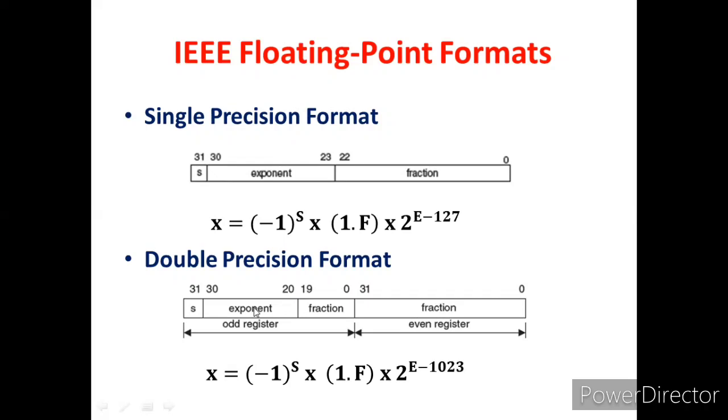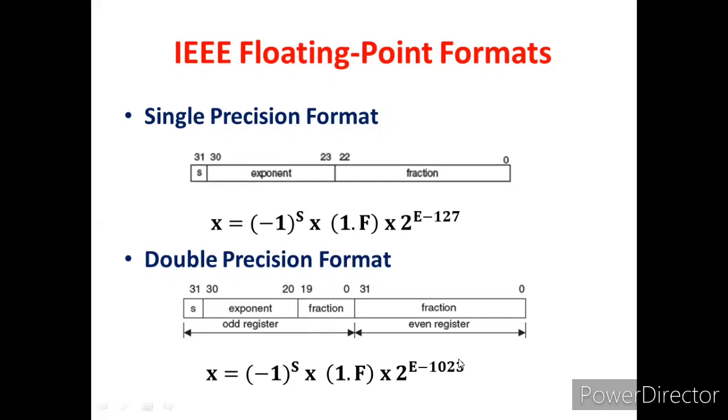And for double precision, it is 64 bits, one for the odd register and one for the even register. This is the expression we have for double precision. Both are the same; only the exponent term changes a little bit. In single precision, it is 8 bits, 0 to 7, so 2 raised to 7 is 128, and we take minus 1 there, so 0 to 127. So it is E minus 127.